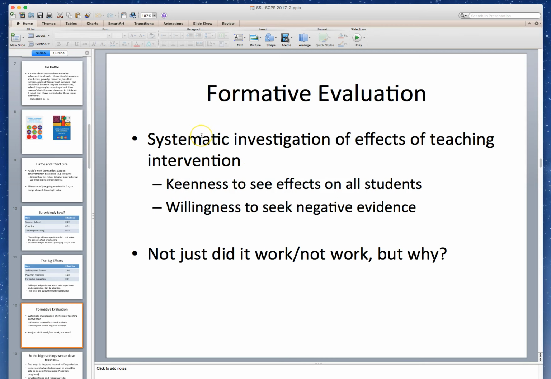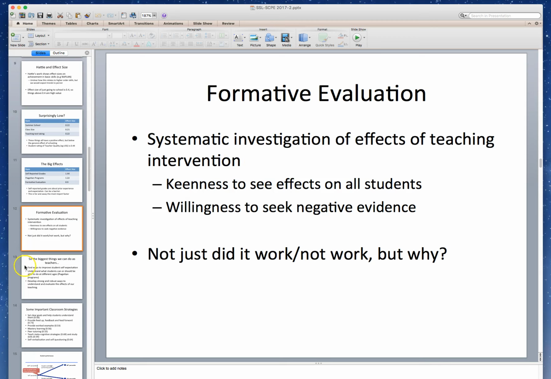Okay, so that's just formative evaluation, which is systematically investigating the effects of teaching on an intervention. So it's just about working with students to go, well, where are you at? What are you weak at? What do you need to improve at? How can we improve it with you? And students being actively involved in managing their own learning.